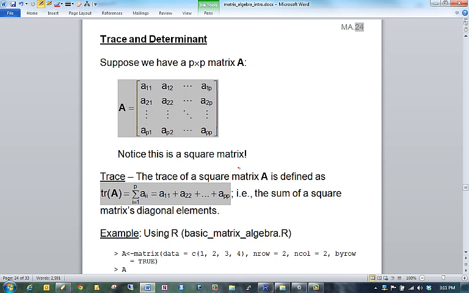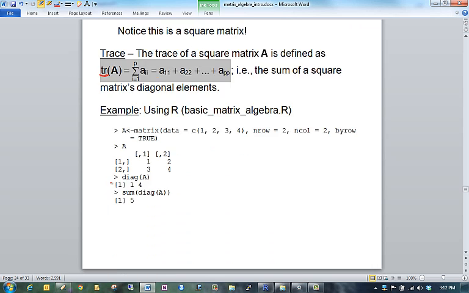Okay, let's talk about two other things that you can do with matrices: finding the trace and the determinant. So again, we're going to be working with some square matrices. So let's let A be a square matrix. It's P by P in dimension now, just to be general. The trace of a matrix is very simple. Simply add up all the diagonal elements. That's it. The way that you denote the trace is with a little tr, then parentheses. To do it in R is very simple.